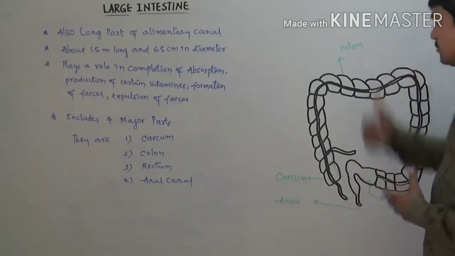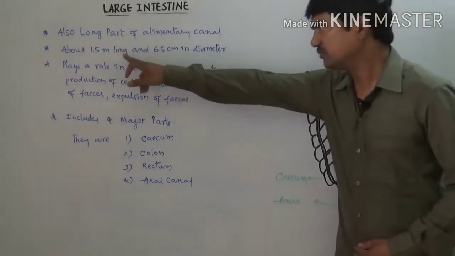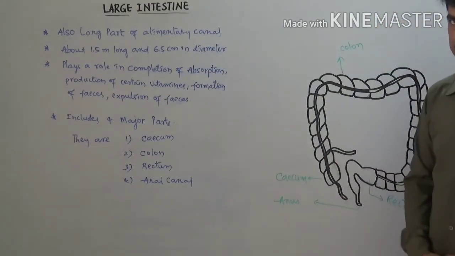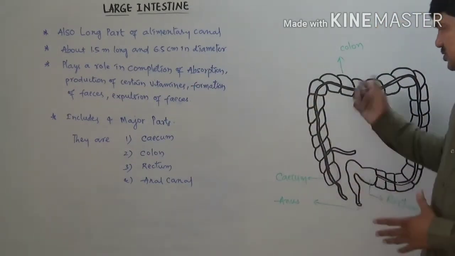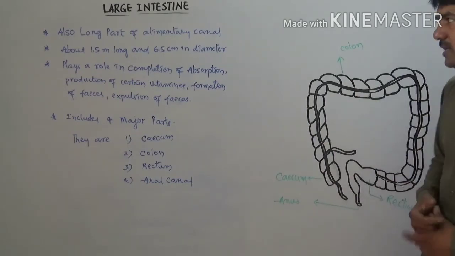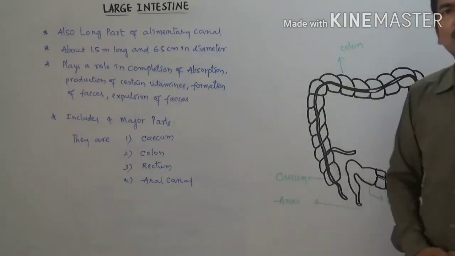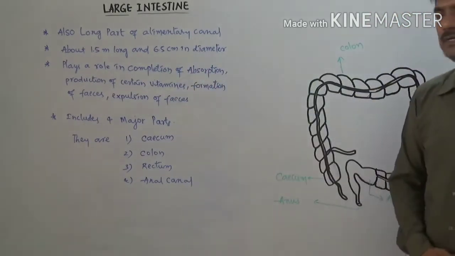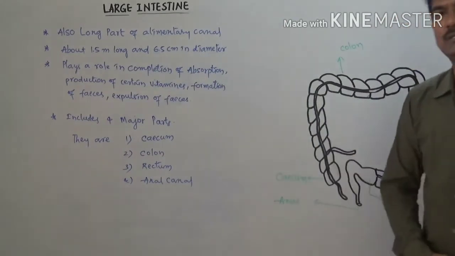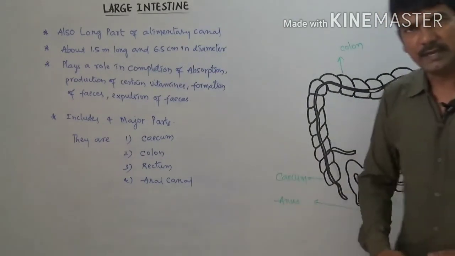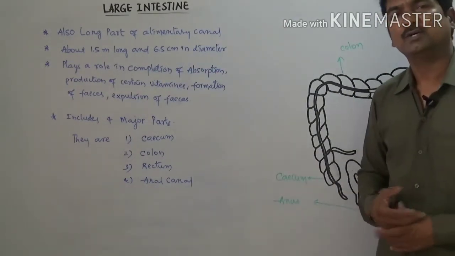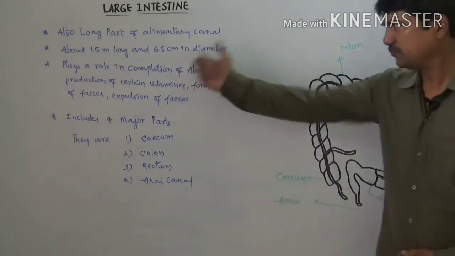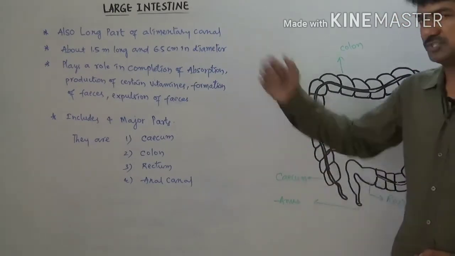If you see the measurements, it is about 1.5 meters in length and 6.5 centimeters in diameter. So those are the measurements of the large intestine. It plays a major role in various functions like completion of absorption, production of certain vitamins, formation of feces and expulsion of fecal matter from the rectum region through the anus. So these are the main functions of the large intestine.